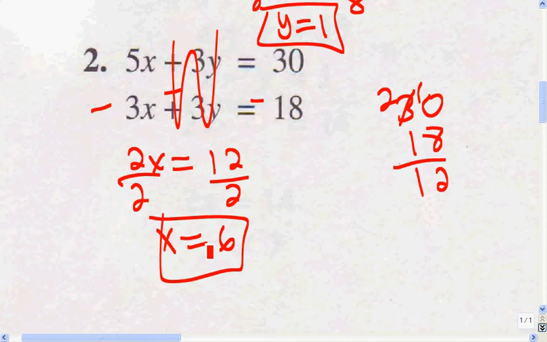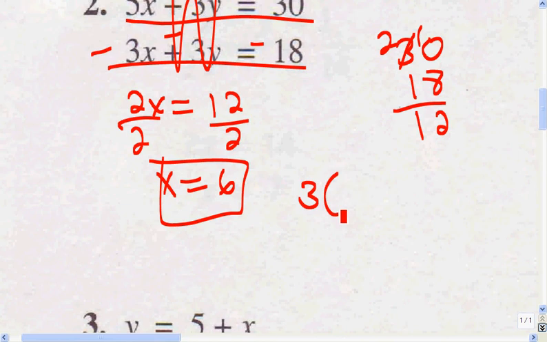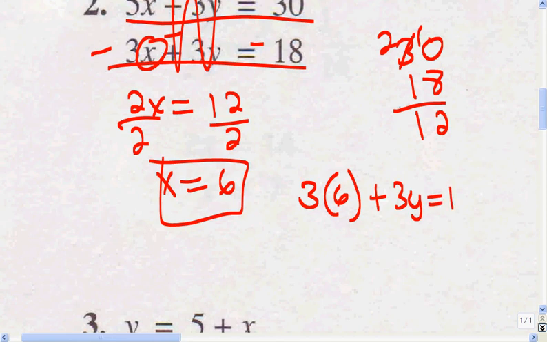Then I'm going to grab that x equals 6 and I'm going to plug it into either this equation or this equation. The 3's look smaller, so I'm going to plug it into the smaller equation. Wherever I see x, I'm going to write 6. So 3 times 6, because that's where the x is, plus 3y equals 18. 18 plus 3y equals 18.